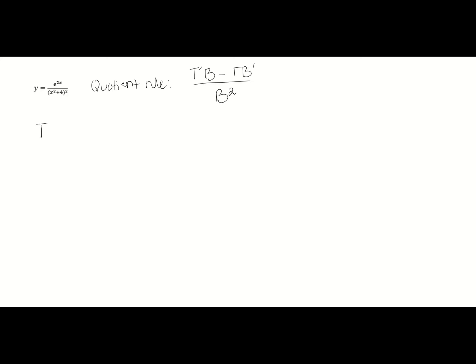The quotient rule was t prime b minus t b prime over b squared. So the top is e to the 2x, and the bottom is x squared plus 4 squared. So why is the chain rule involved? Why am I putting this in the chain rule section? Well, because to take the derivative of t and of b, the chain rule is involved. So t prime is going to be e to the 2x times the derivative of 2x, which is going to give me 2e to the 2x.